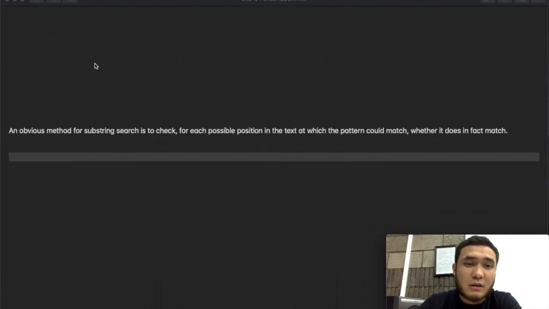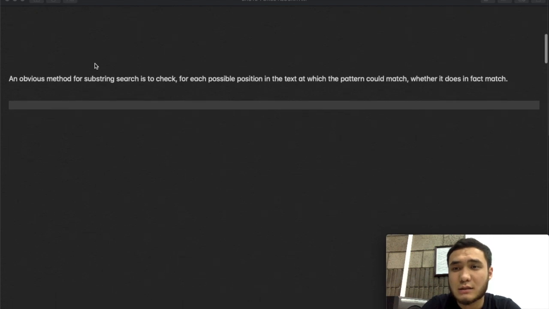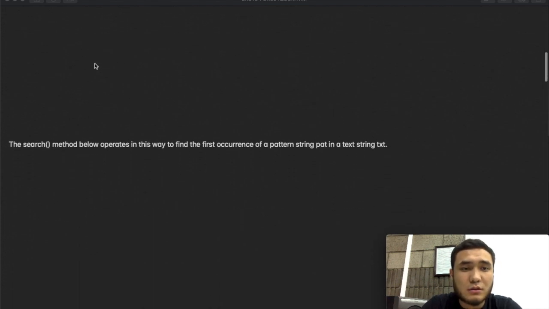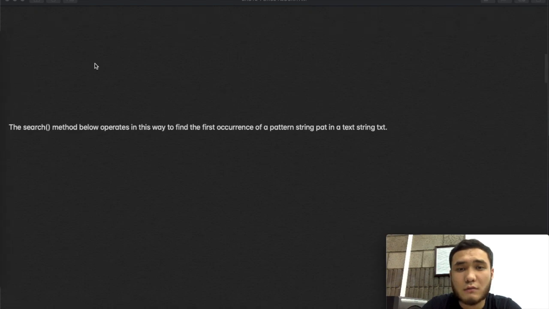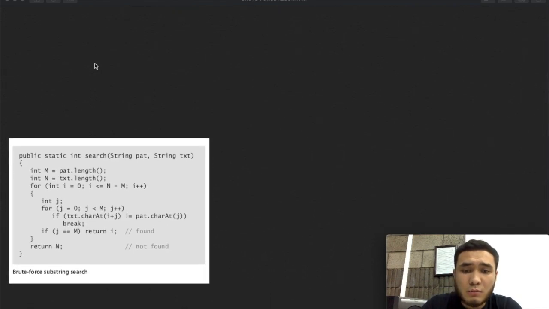A brute-force method for substring search is to check for each possible position in the text at which the pattern could match, whether it does in fact match. The search method below operates in this way to find the first occurrence of a pattern string in a text string txt. The program keeps one pointer i into the text and another pointer j into the pattern.